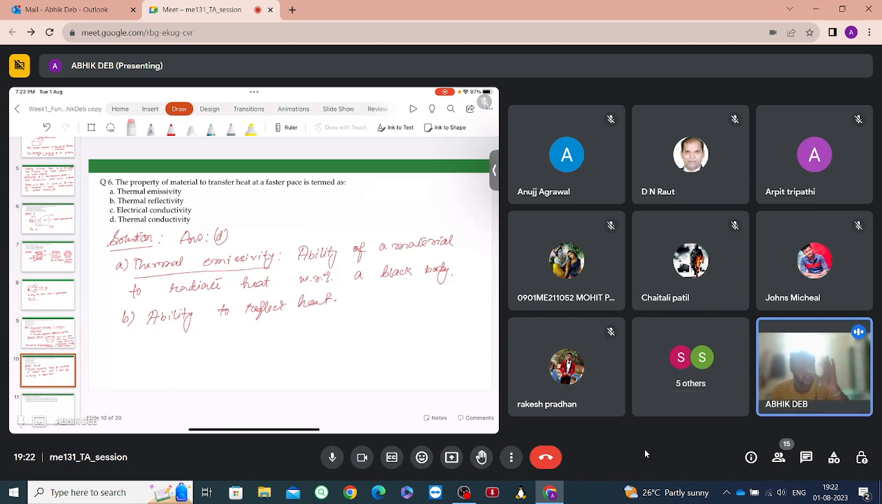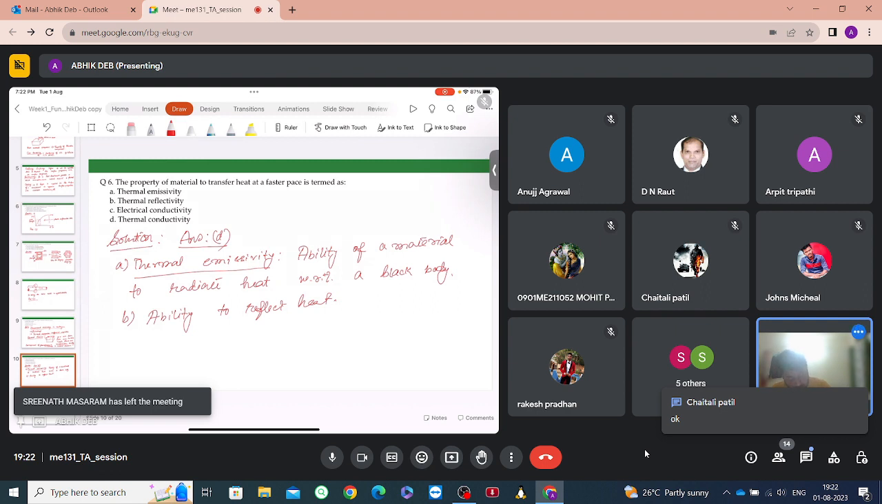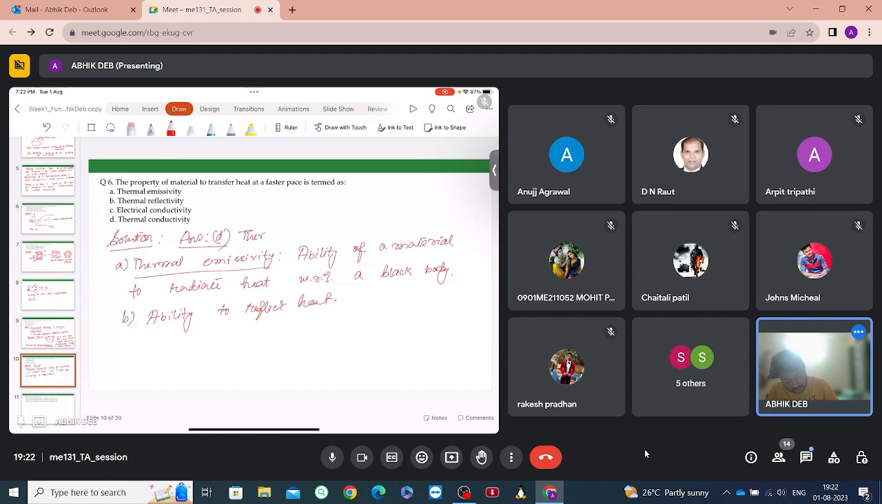I hope you understand that there are three modes of heat transfer: conduction, convection, and radiation. So thermal conductivity is associated with conductive heat transfer. Okay, so the answer will be option D, thermal conductivity. It is denoted as K. It is the ability to conduct heat.